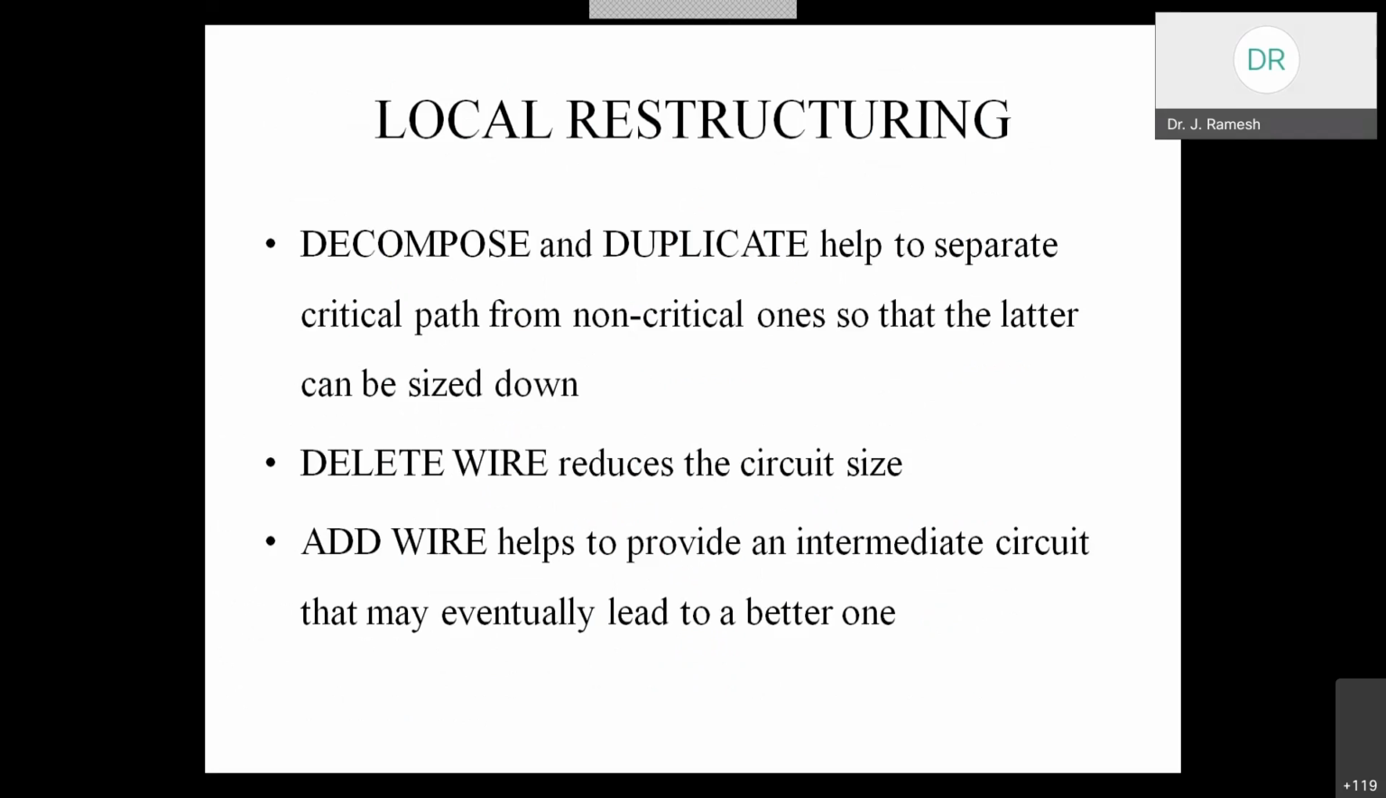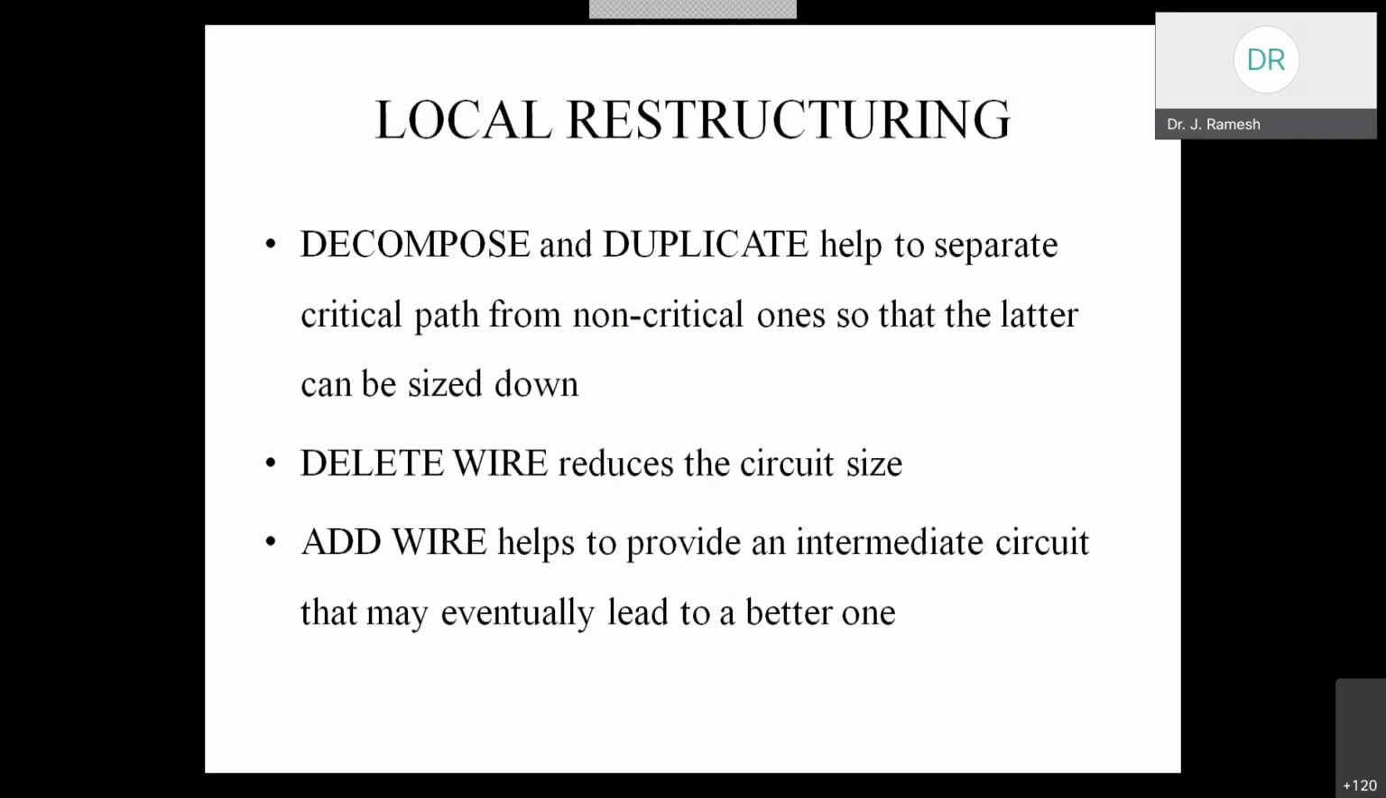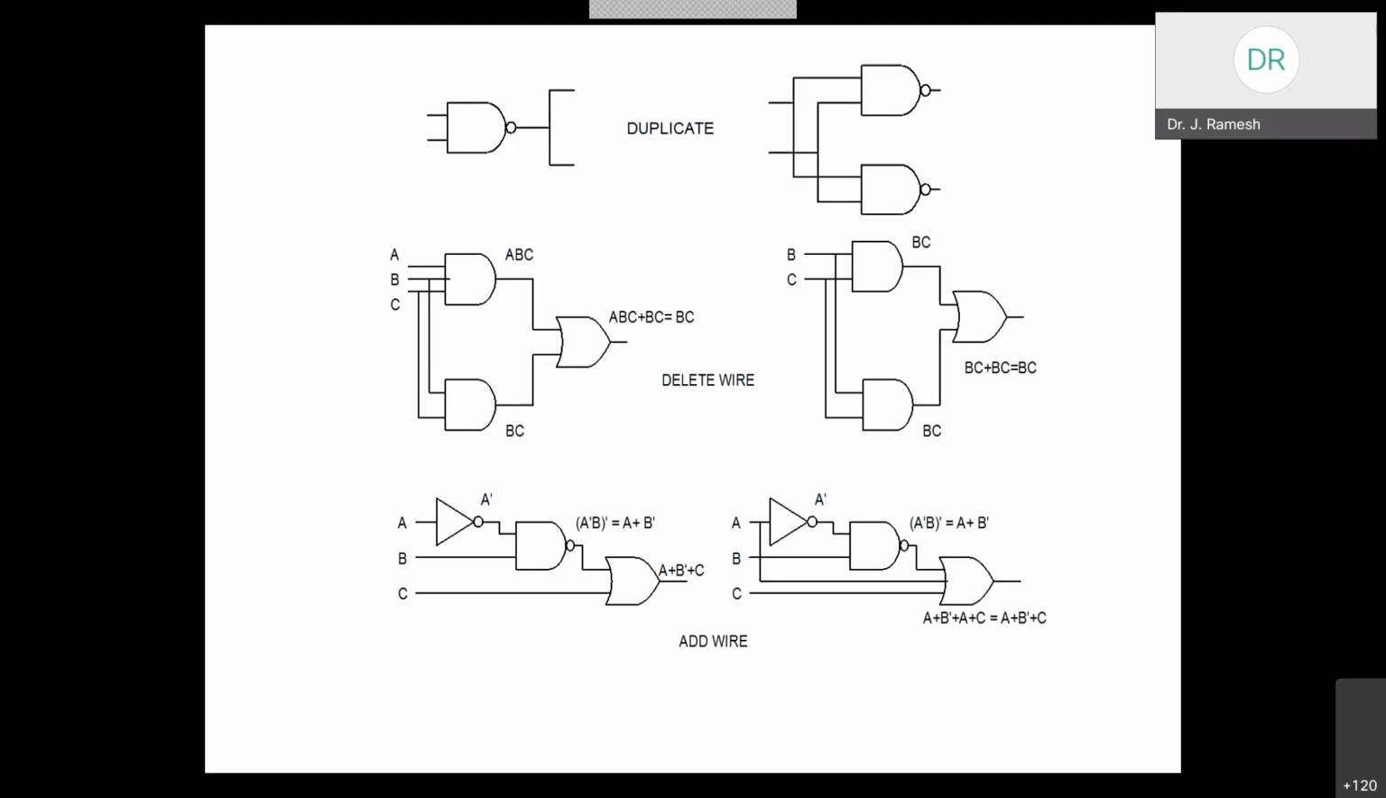And then we have delete wire. That rule reduces the circuit size. Here you can see, in the second configuration, the input A does not have any influence. So that wire can be deleted. By deleting it, we can reduce the circuit size.